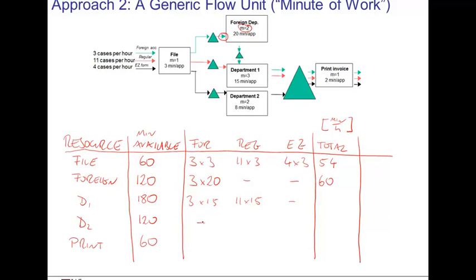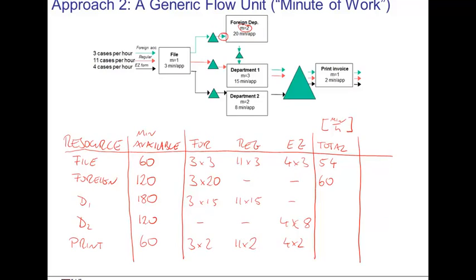In Department 2, we have only the work from the easy cases, of which there are 4 units an hour, times 8 minutes per unit. Finally, everybody shows up at printing, creating a workload of 3 times 2 minutes for the foreign cases, 11 times 2 minutes for the regular cases, and 4 times 2 minutes for the easy cases.